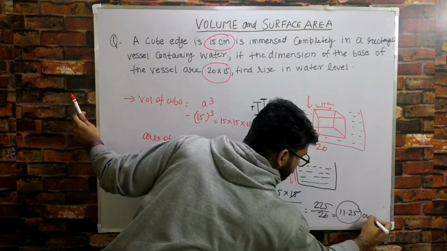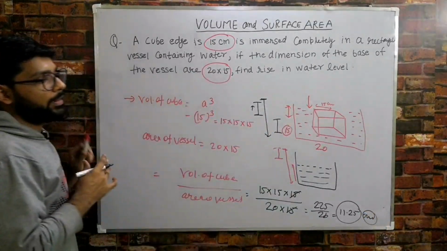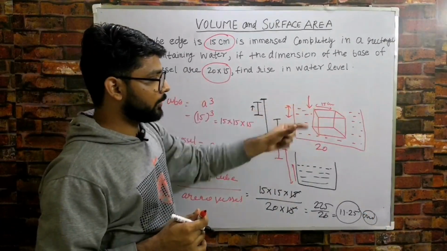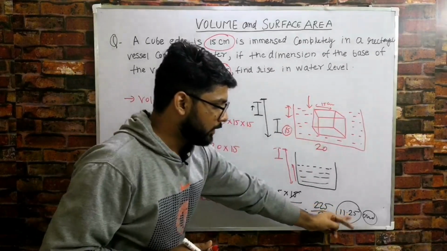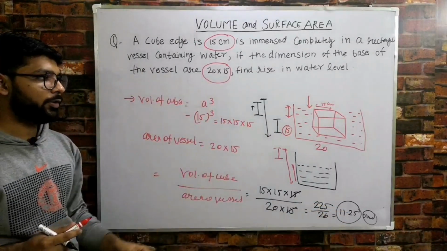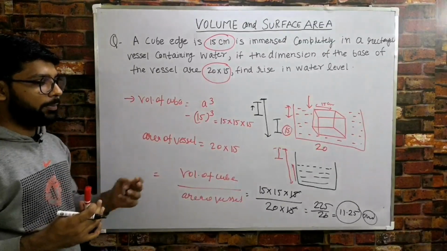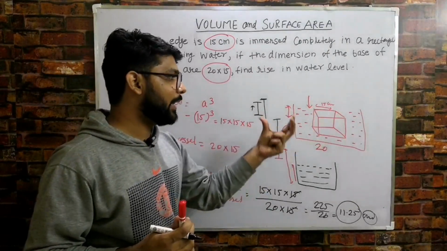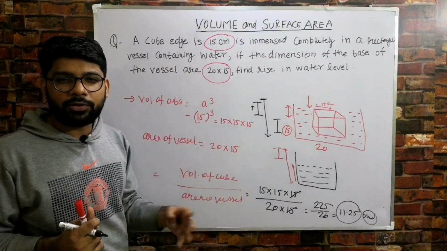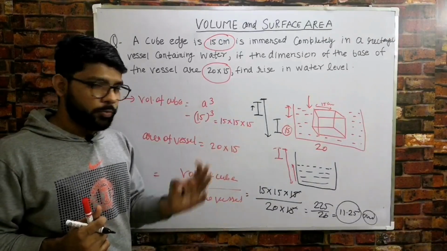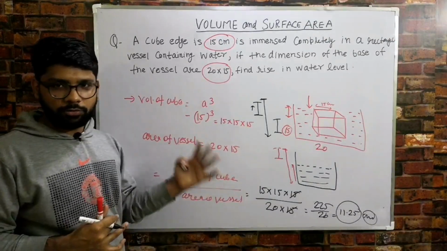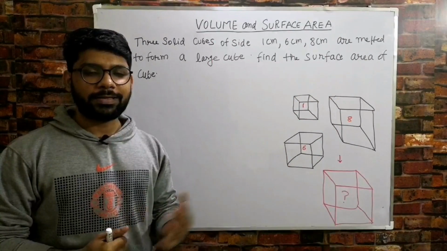11.25 centimeter. So after immersing the cube into the water in a rectangular vessel, the height of the water will increase by 11.25. So by this method you can calculate this type of question. अभी तो यहाँ पे अपने cube है immerse किया, यहाँ पे cylinder भी हो सकता है, यहाँ पे hemisphere भी हो सकता है, यहाँ पे sphere भी हो सकता है, और यहाँ पे cuboid भी हो सकता है. तो according to that we will solve the question. So let's come to the next question.